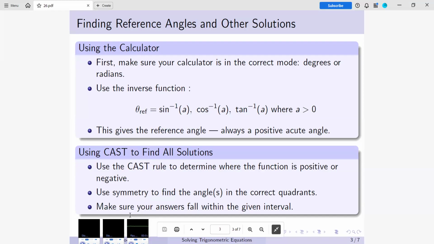Then we ask Detective Cast where in the city this kind of behavior is expected. Is sine positive? Cast tells us it's in quadrants 1 and 2. Now we use the reference angle and combine it with the quadrant info to find all possible suspects' full names.